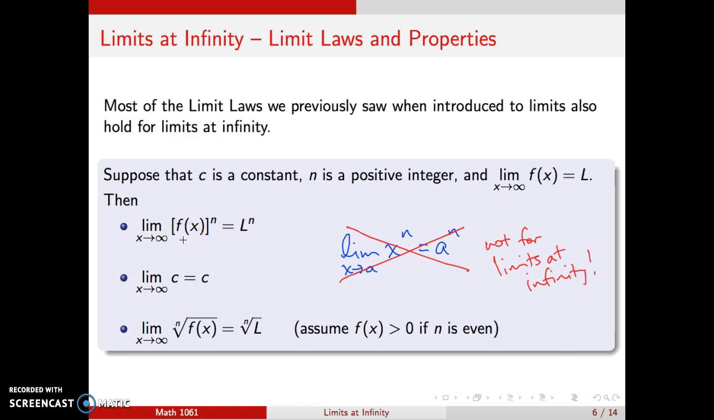But the other ones that we have do make sense. So a constant, you let x get as arbitrarily large as you want, the constant is still the constant. The same idea here. If we know that this is L, then you raise to the nth power, it's just going to be L to the nth power, and the same thing with the root. A little bit of a caution there: you don't want to have an even root of a negative number, something like that, so you've got to be a little bit careful. But basically the laws and properties that we like are still working.